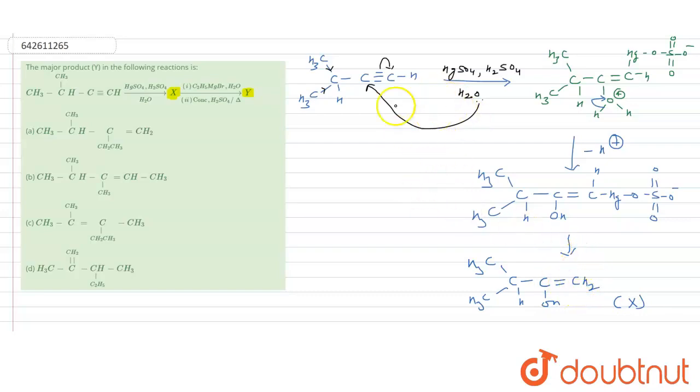That means the negative part goes to the carbon where there is a lower number of hydrogen. So it is actually a Markovnikov addition. Now this is our X product, but we have to find out the Y product.